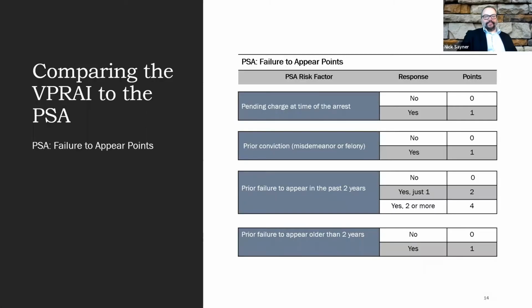So Nick, do you want to take us through this, which shows how the PSA looks at scoring failure to appear in the points? Sure. So I'm going to keep this at the sort of 3,000 foot view. If Virginia continues to move down the PSA track, you will get hours and hours of training on these factors. So I'm just going to gloss over them, and Ken, unless you have any other specific questions or you want me to highlight anything.